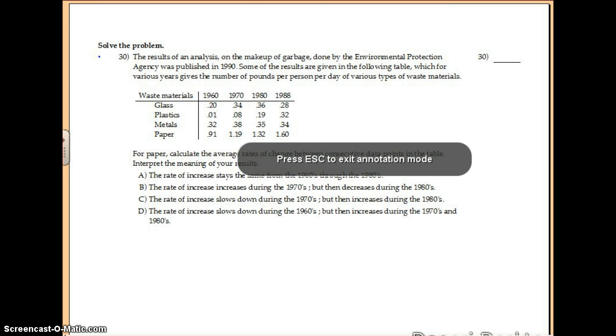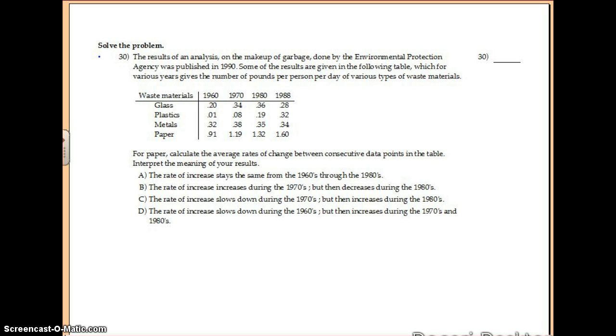Number 30 says the results of an analysis on the makeup of garbage, that's exciting, done by the Environmental Protection Agency, was published in 1990. Some of the results are given in the following table, which for various years gives the number of pounds per person per day of various types of waste material. We are only concerned about paper. So there's the paper, and then these are the years.